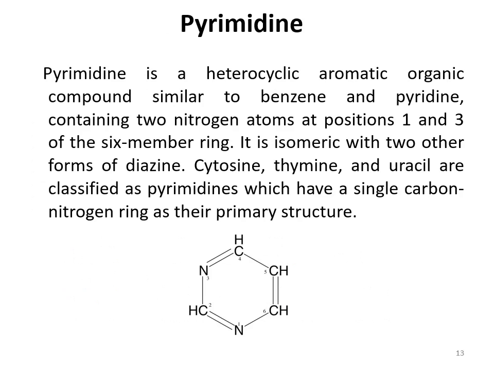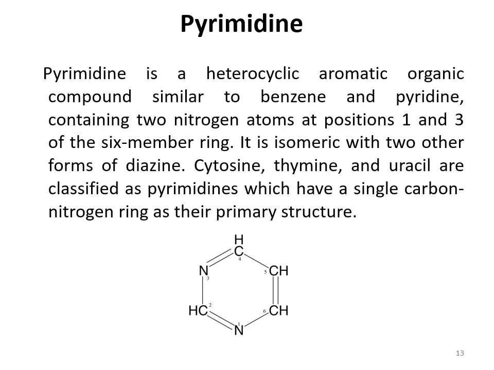First, we are discussing pyrimidine. Pyrimidine is a heterocyclic aromatic organic compound similar to benzene and pyridine, containing two nitrogen atoms at positions 1 and 3 of the 6-member ring. It is isomeric with two other forms of diazine. Cytosine, thymine and uracil are classified as pyrimidines, which have a single carbon-nitrogen ring as their primary structure.